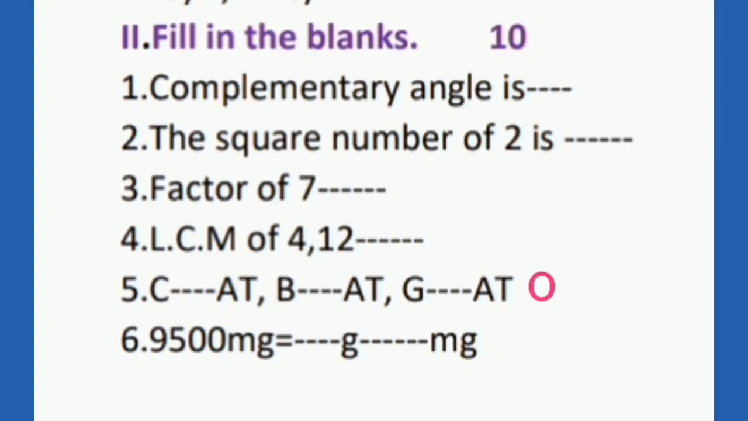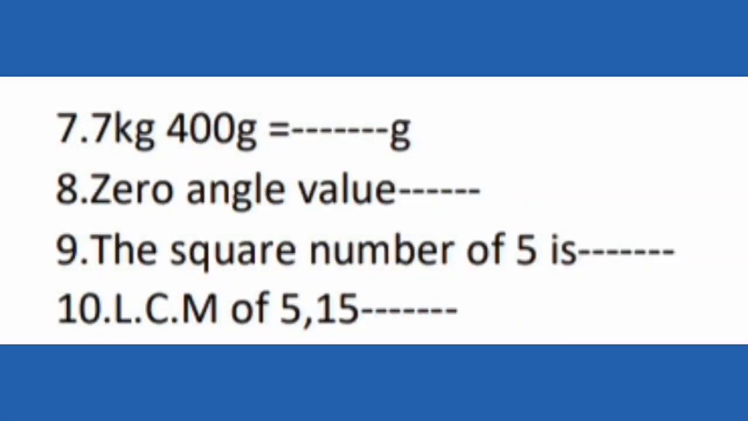Next, fifth one, C dash T, B dash T, G dash T. The missing letter is O. So coat, boat, goat is the answer. Sixth one, 9500 milligrams is equal to, we write 9 gram 500 milligram. Seventh one, 7 kilogram 400 gram is equal to dash gram. We write 7400 gram.